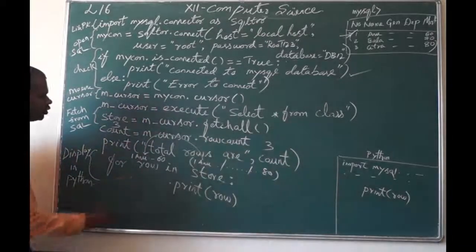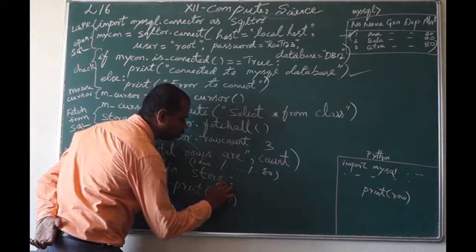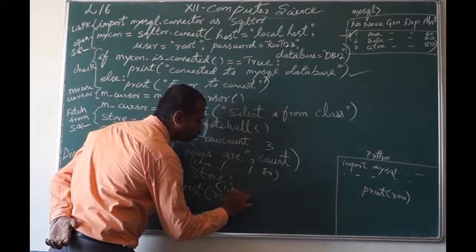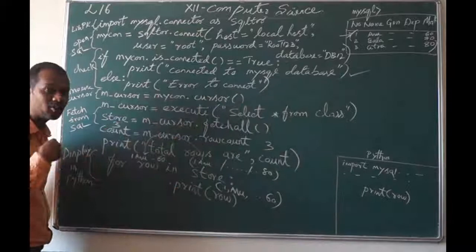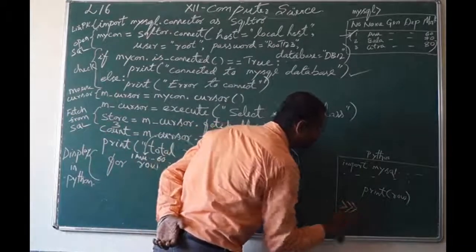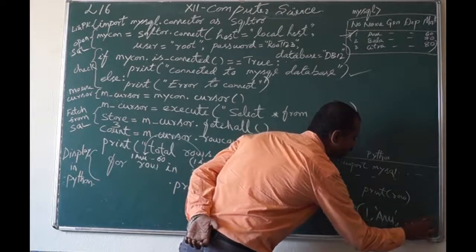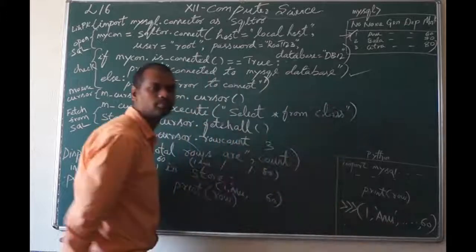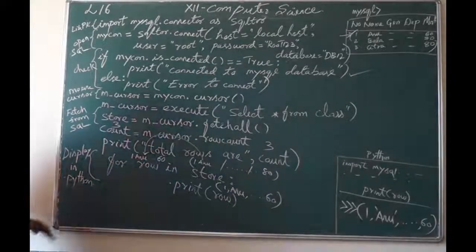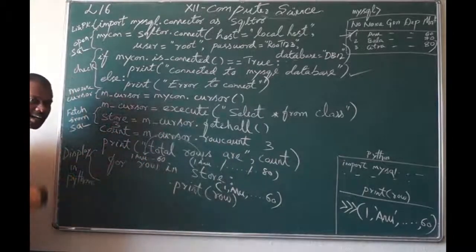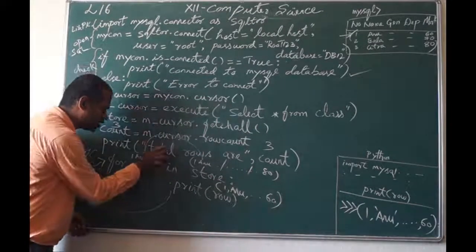Understand? Okay, so next line, print row means what will be printed? 1 Anu 60 will be printed. Where will it be printed? It will be printed in the Python. It will be printed like this, 1 Anu 60. Okay, fine. So for loop means it will be executed again and again. So from here it will come here. So 1 Anu 60 is finished now.